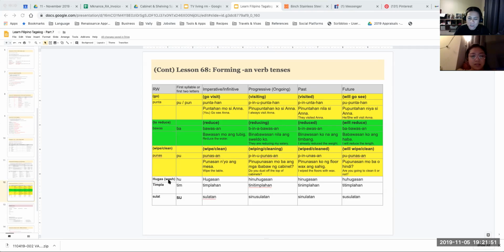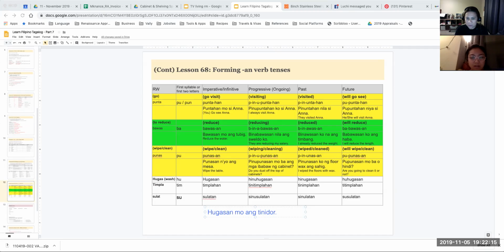Now I want you to use hugas. Hugas is wash. You already know. Can you make me a simple sentence? Imperative. Hugasan mo ang tinidor. There you go. Wash the fork.